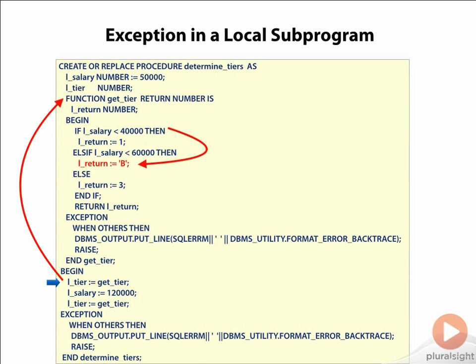This will cause the ORA-06502 character to number conversion error. Since we have defined a when others exception handler, the execution will jump there. Inside, we are putting a DBMS output statement, and then from there we are again raising an exception using the raise keyword. The raise keyword makes it jump to the exception handler section of the outer block, where again we are printing the error and the error backtrace, followed by another raise to raise the exception to the calling client.